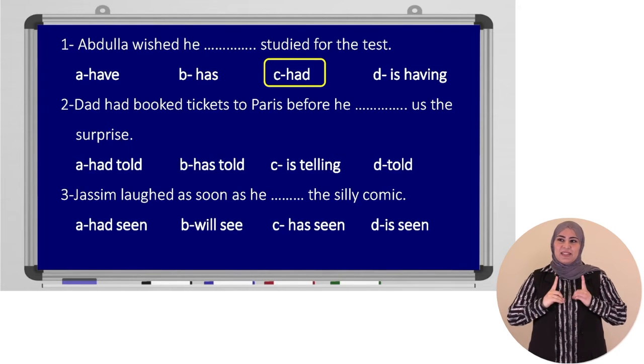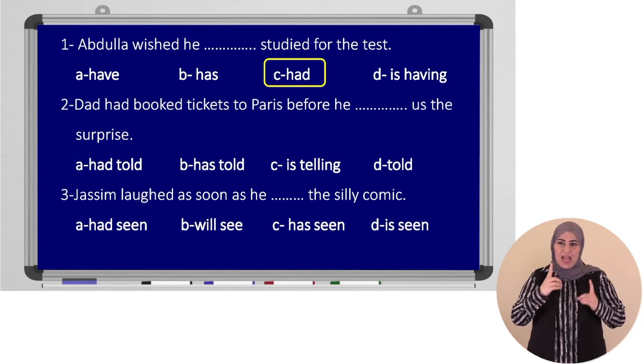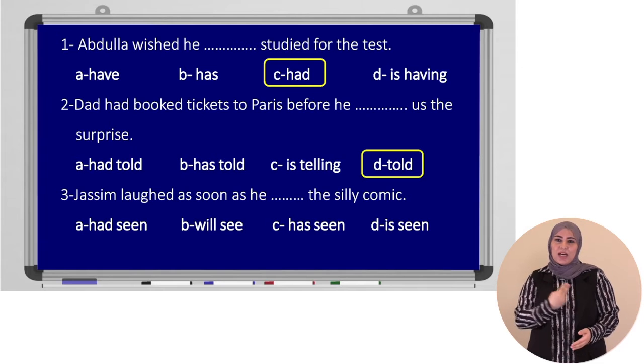It's always followed by had and the verb in the past participle. Next question. Dad had booked tickets to Paris before he. Now we said Dad had booked tickets. So what will the answer be? Before he told us. Excellent.